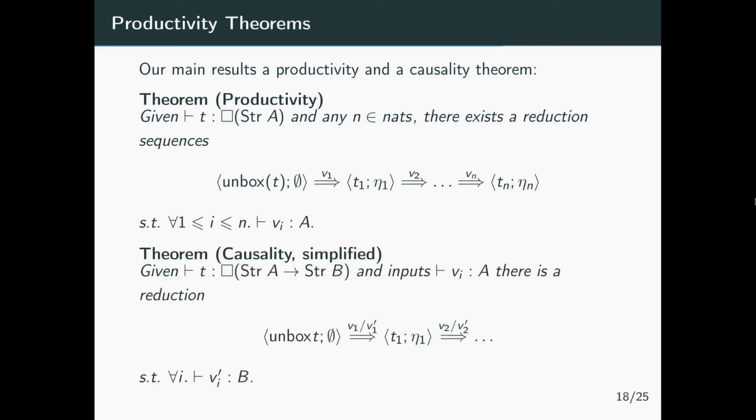The second result is a causality result talking about transducers, and this is slightly simplified from the actual result. That's just because there's some technical details. But in essence, what we prove is that given a transducer and some inputs, there exists such a reduction here, right? So you unbox it again, so you get a stream of A to a stream of B, and then you can keep doing this transducer reduction. You input a V, you output a V prime, and you keep going. And all of these outputs are then of type B.